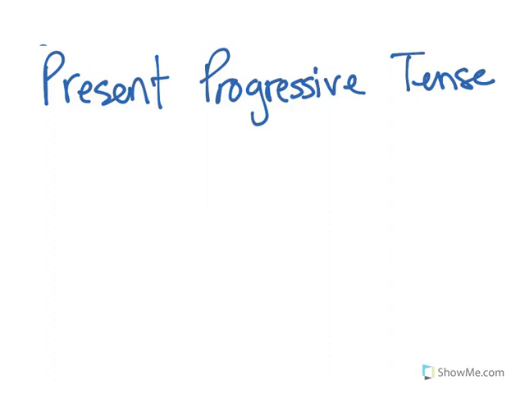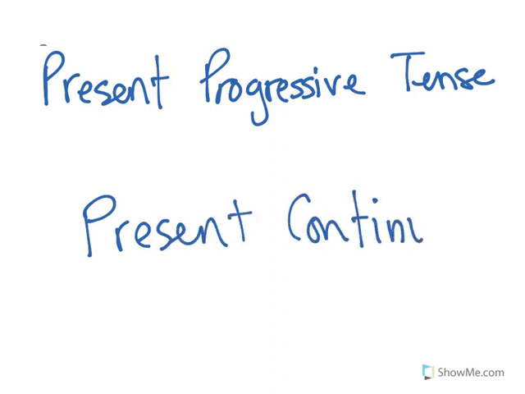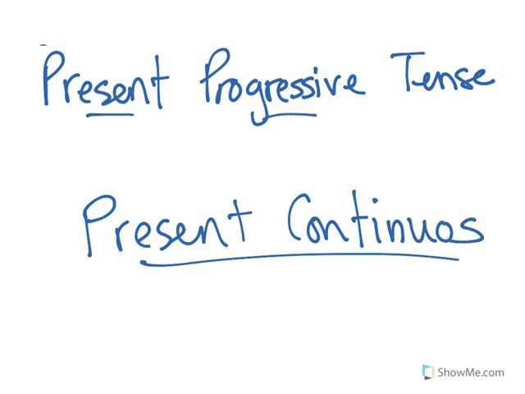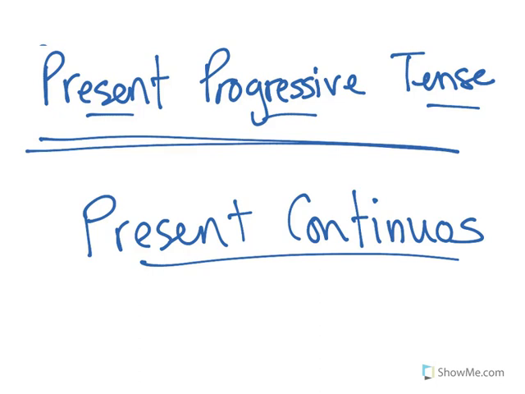This video is going to try to explain the present progressive tense. Something to keep in mind is that with the present progressive tense, some grammar books will also call this present continuous. Present progressive, present continuous. There is really no difference between the two verb tenses. Our grammar book tends to call it present progressive, so that's what I'll be referring to in this video.